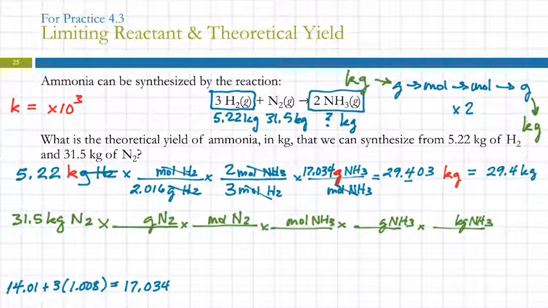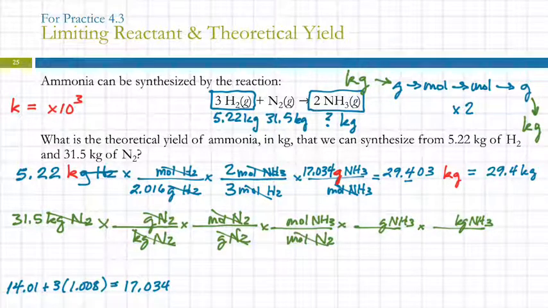Does anybody have any questions about the path? I'm starting in the same place and ending in the same place. Here I started with kilograms and I ended with kilograms. I'm just taking a slightly different route. So then I put my units in again. So I've got kilograms down here and grams. I'm going to cancel these out as I go. Kilograms and grams and moles and moles and grams.